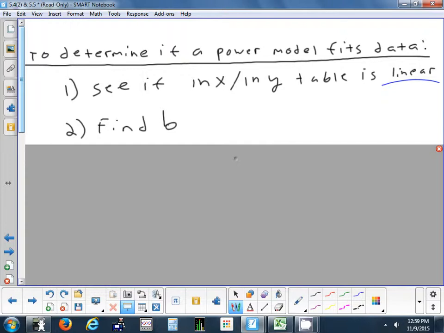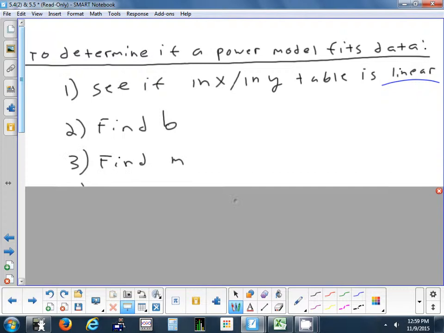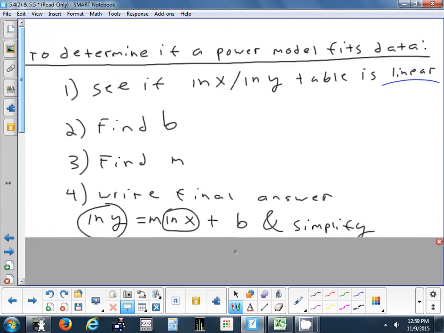And once we find our power, once we decide a power model is the way to go, we'll find our y-intercept. It's kind of like finding b. Then we'll find our slope. And then we'll write our final answer.